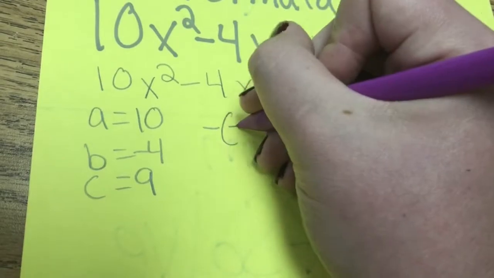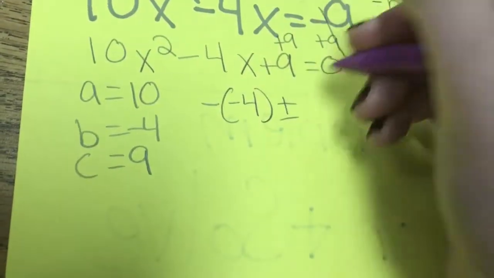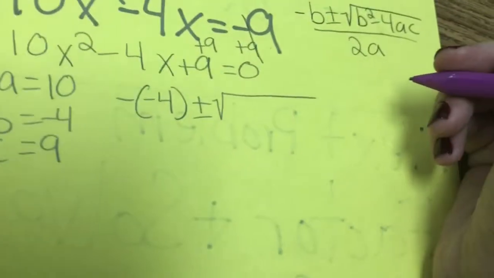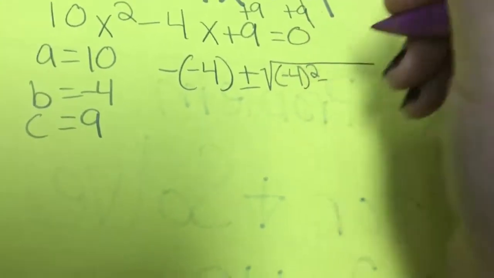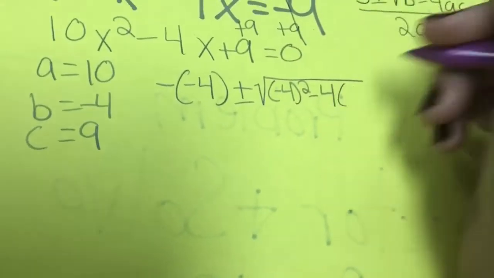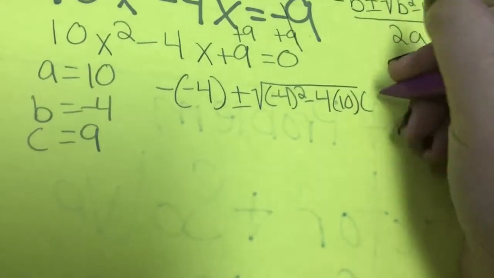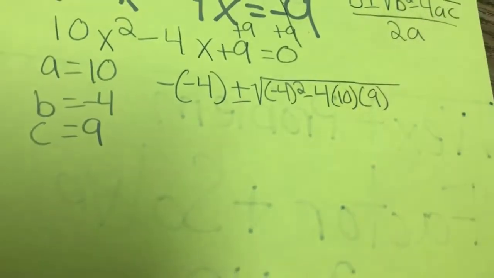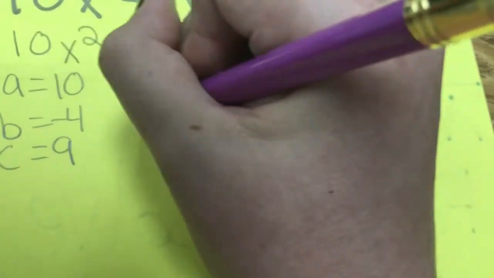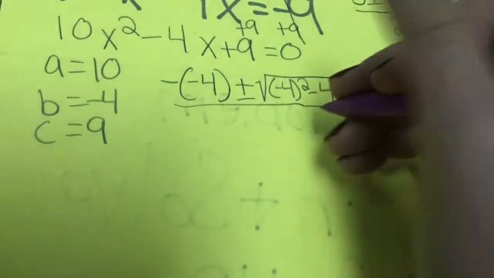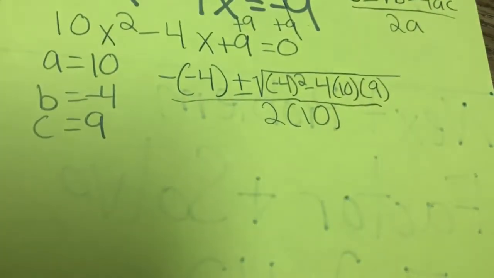So I'm using my formula. Negative b, instead of b, I'm substituting in negative 4, plus or minus the square root of b squared. So I'm going to put parentheses, negative 4 squared, minus 4 times my a, which is 10, and my c, which is 9. Now I'm going to divide this, and I have 2 times my a, which is 10. Then I'm going to simplify.